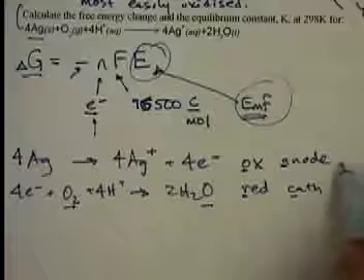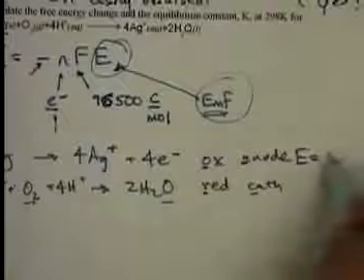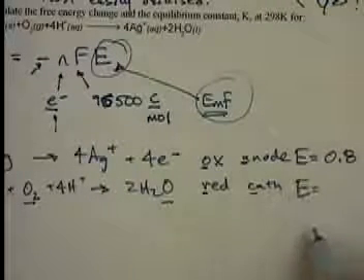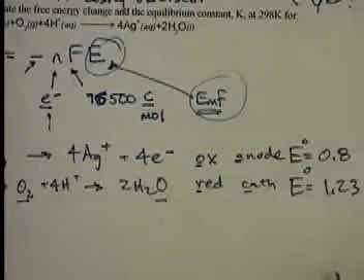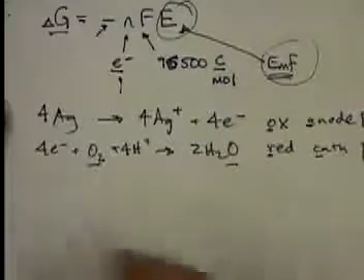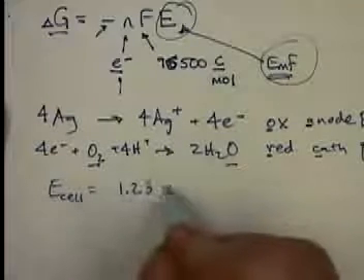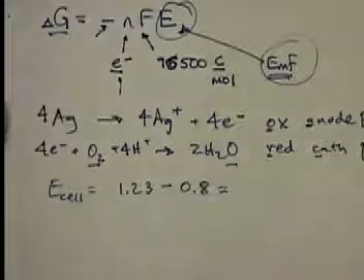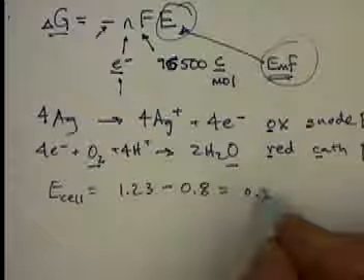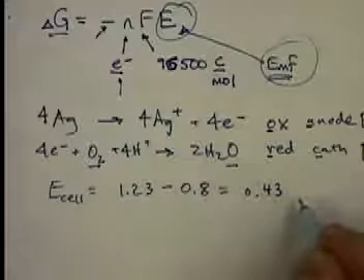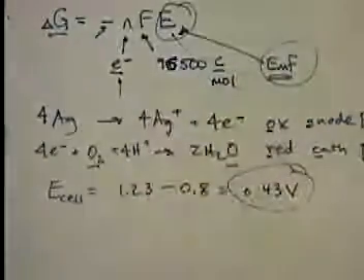If we look up the standard reduction potentials for these, the E° for silver is 0.8, and the E° standard reduction potential for oxygen, I'll put a little circle up here so we know it's standard, is 1.23. So if we do our calculation now, E° of the cell is equal to cathode, 1.23, minus the anode, 0.8. And if you do that calculation, I think we're going to end up with about 0.43 or so. Is that right? Pretty close anyway. 0.43 volts.